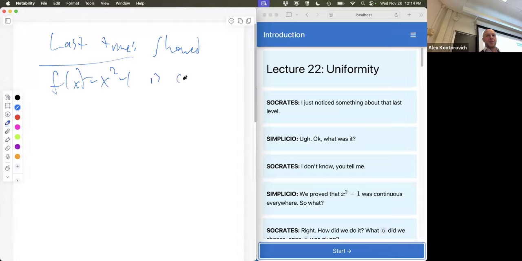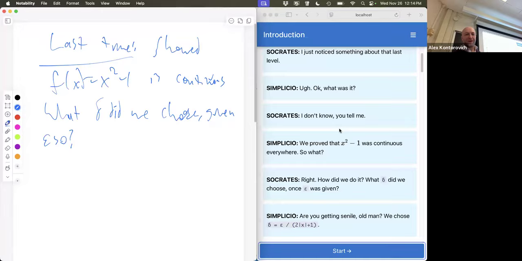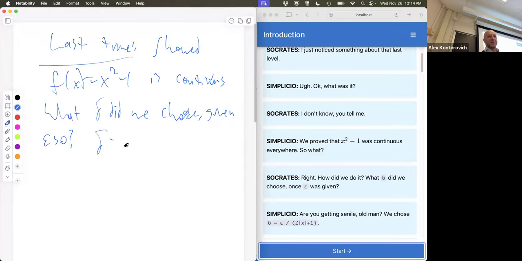1 is continuous, meaning it's continuous on all real numbers. And when we did this, how did we do it? What delta did we choose given an epsilon? Anybody remember? It says right there. We chose delta equals epsilon over 2x plus 1.